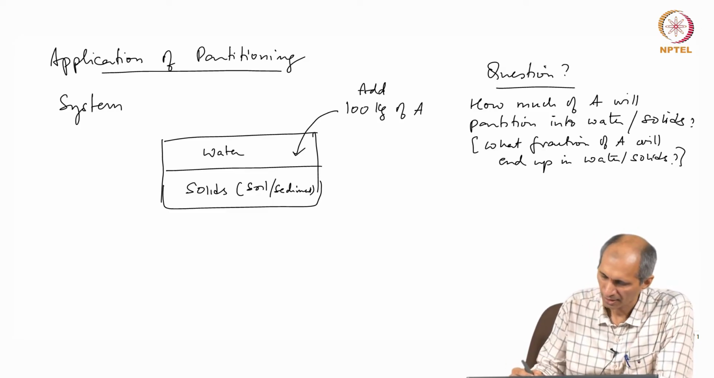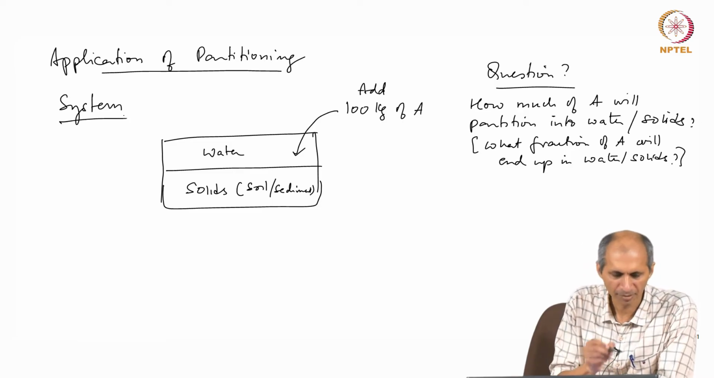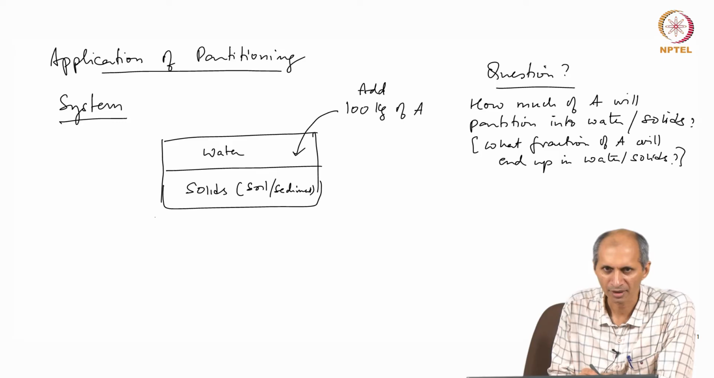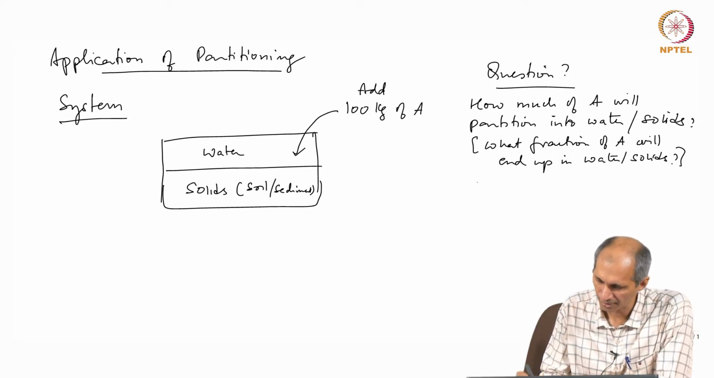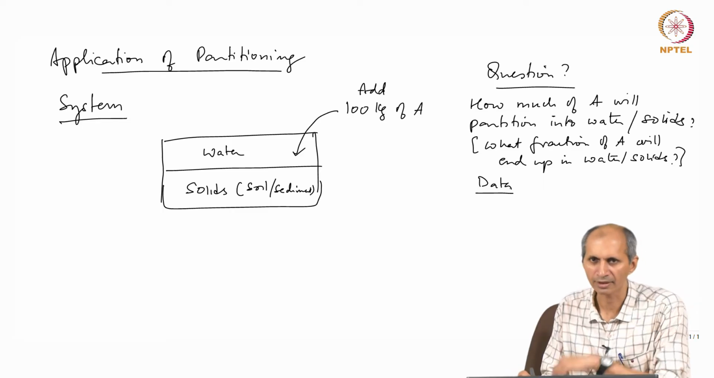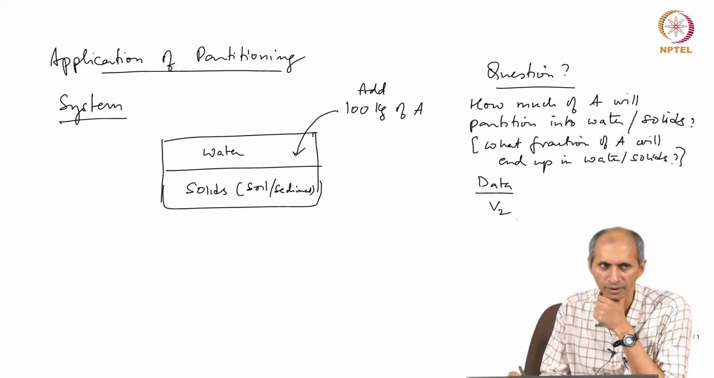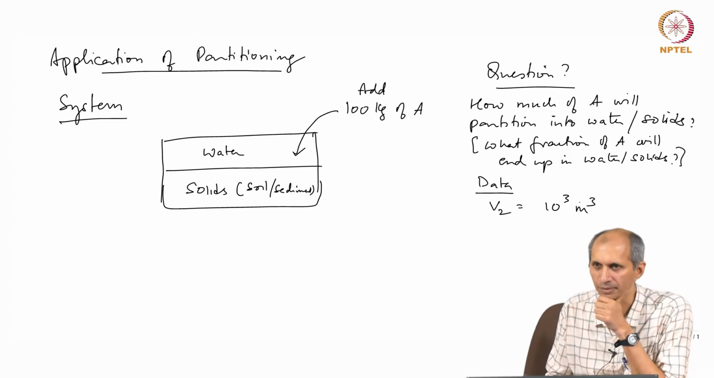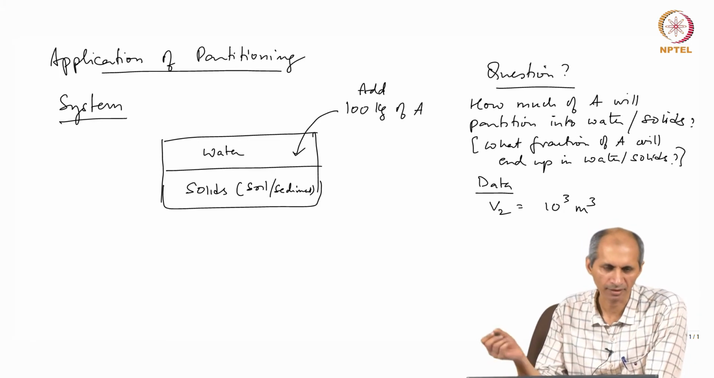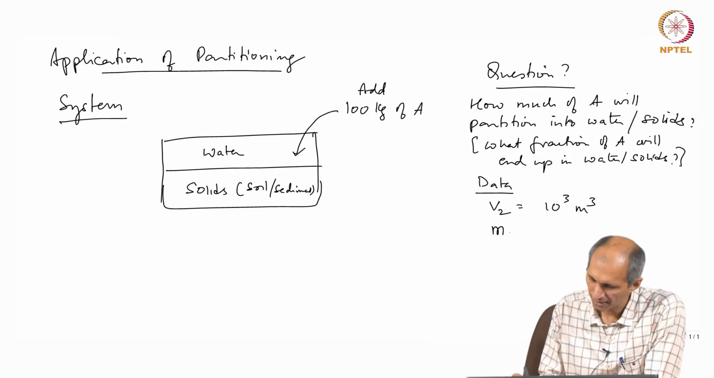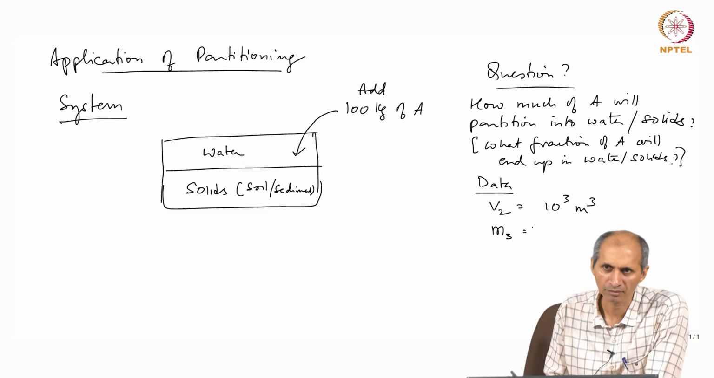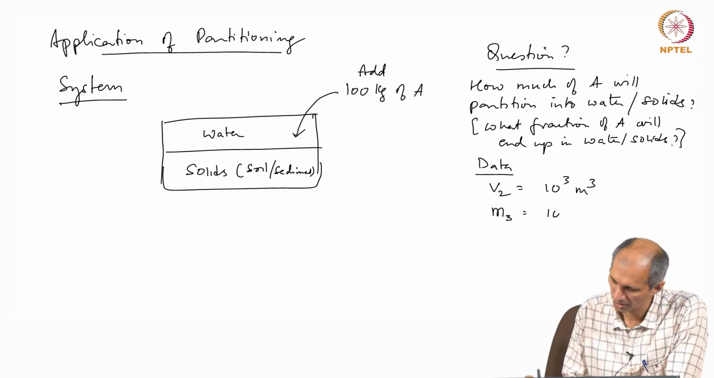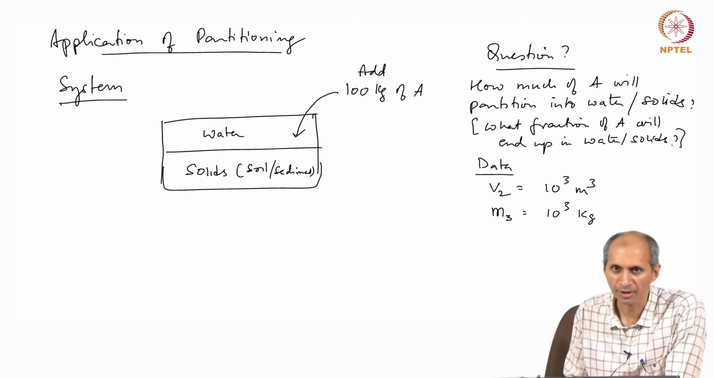So I need to define this system. I am just given some rough information. The data that I need is the following. One, I need the volume of water, V2, let us say it is 10 raised to 3 meter cubed, 1000 meter cubed, okay. So it is a million liters. I also have M3, the mass of the solids, which is also, let us say, 10 raised to 3 kilograms.